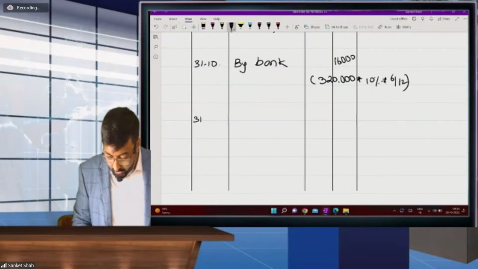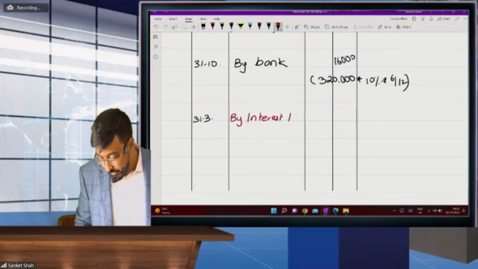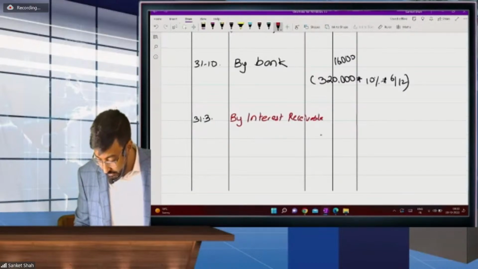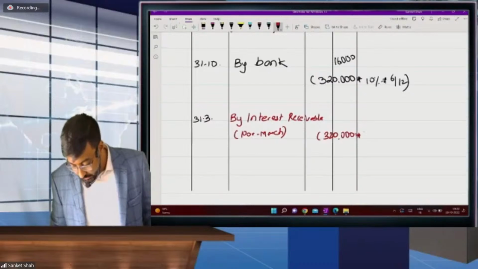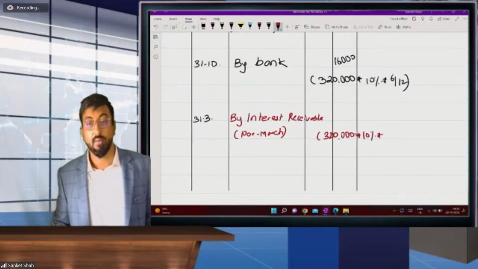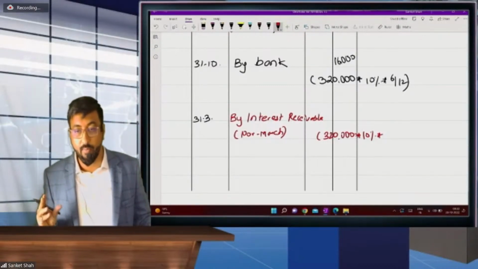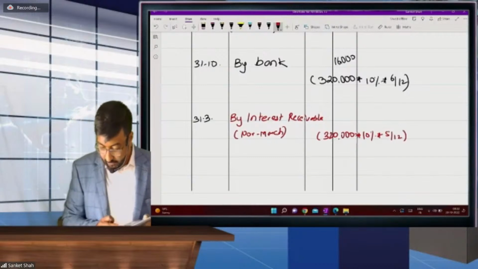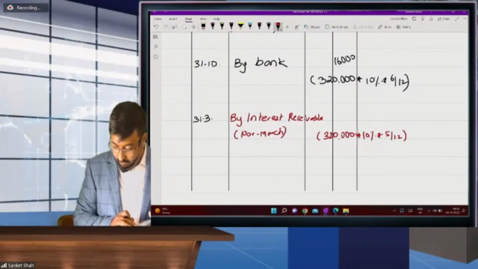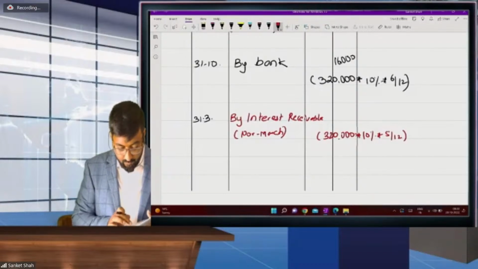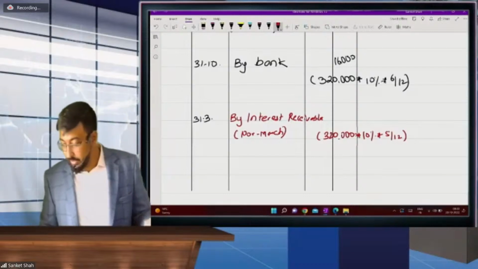And now very important, 31st March, by interest receivable. Beta, this is very important one. 3,20,000 from which date? November to March. Normally students are not focusing on dates, and that's why they are getting wrong answer. November, December, January, February, March, 5 months interest. 13,333.